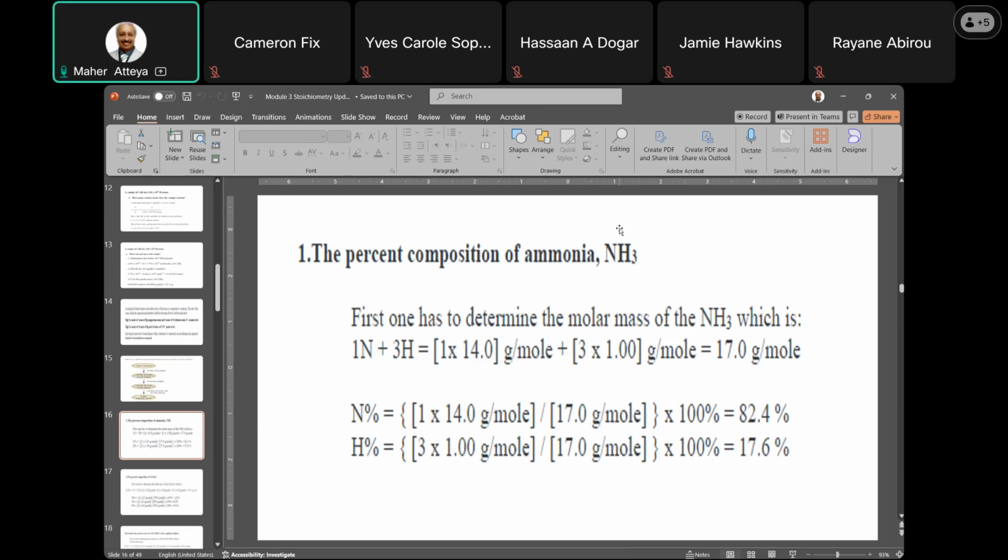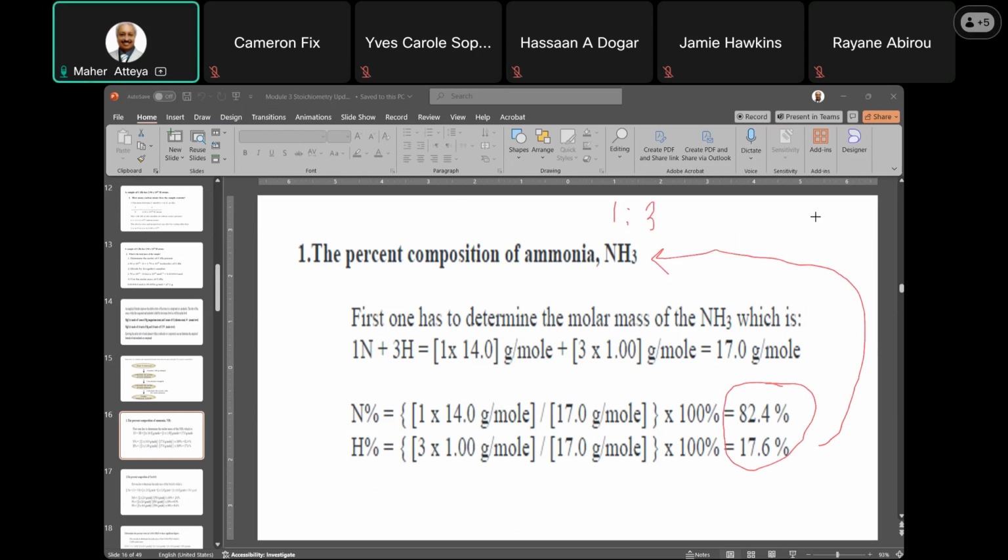That's ammonia, nitrogen trihydride. So we want to know what is the percentage. That's not the empirical formula per se, but you can work it out from here and you can get the empirical formula from the percentage. So this is just the percentage of each element within the molecule, but you can work it out to get the empirical formula, which is here. The empirical formula will be 1 to 3.